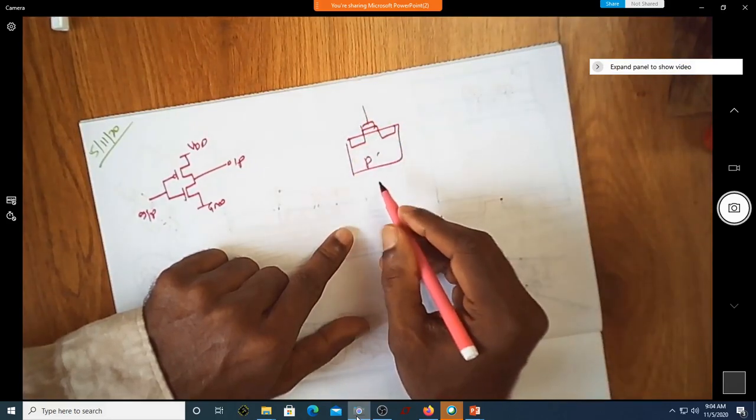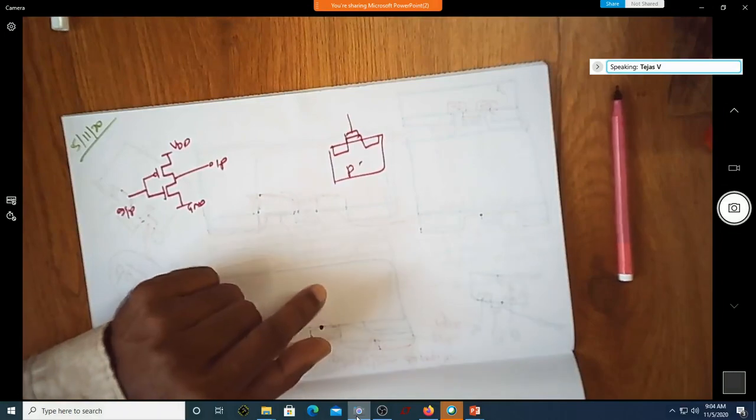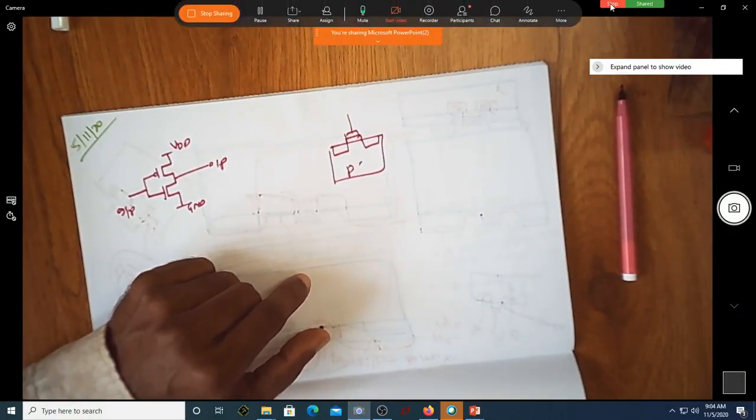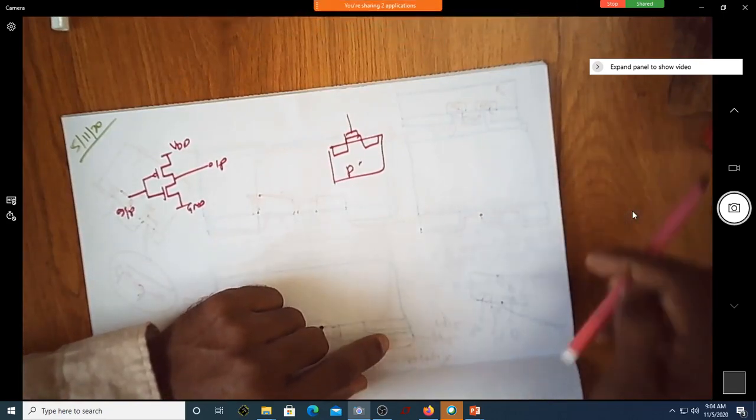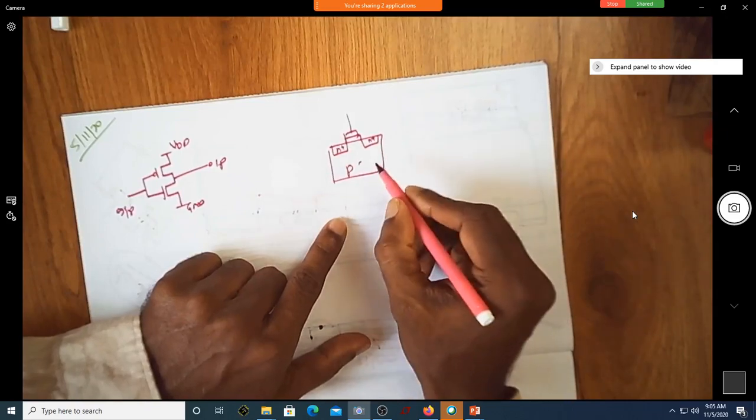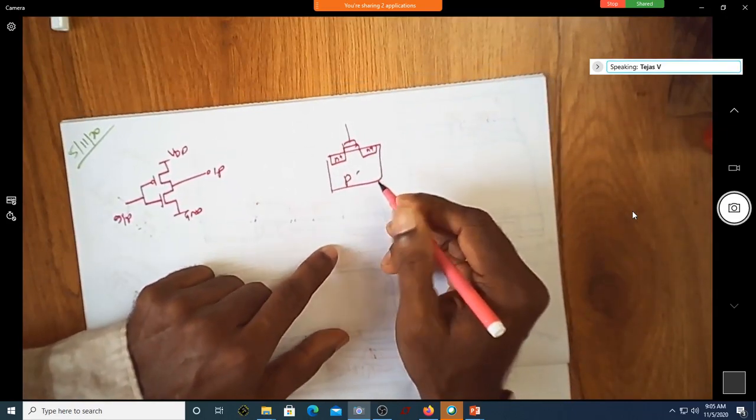Sir, the camera is not visible. Wait, let me fix it. Okay, fine. I hope it is visible now. Is it now? Tejas, is it fine now?